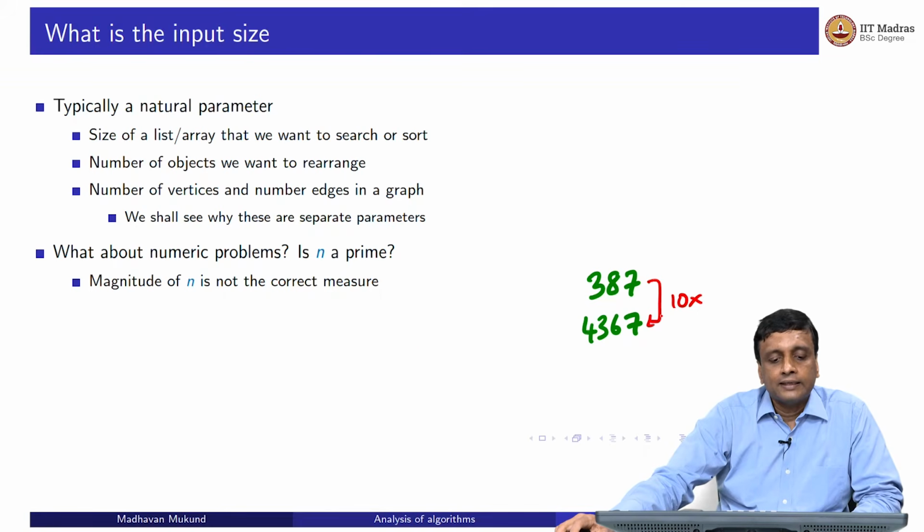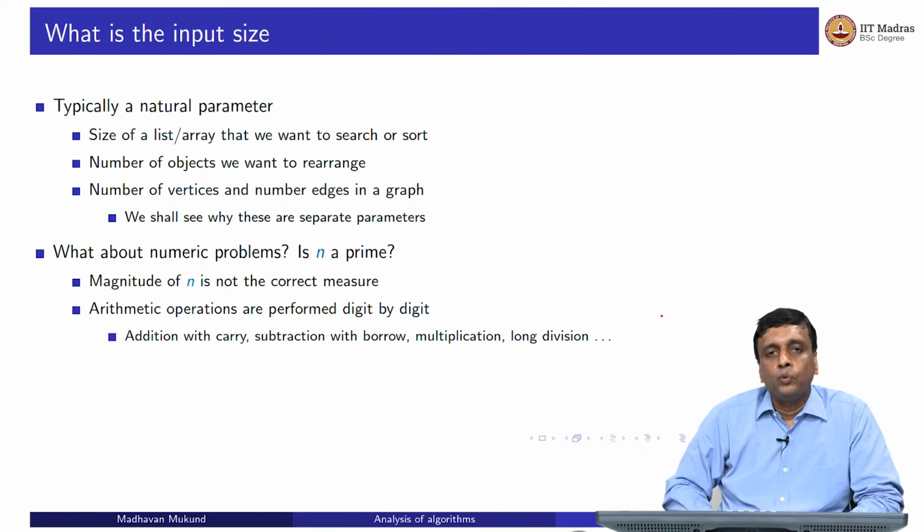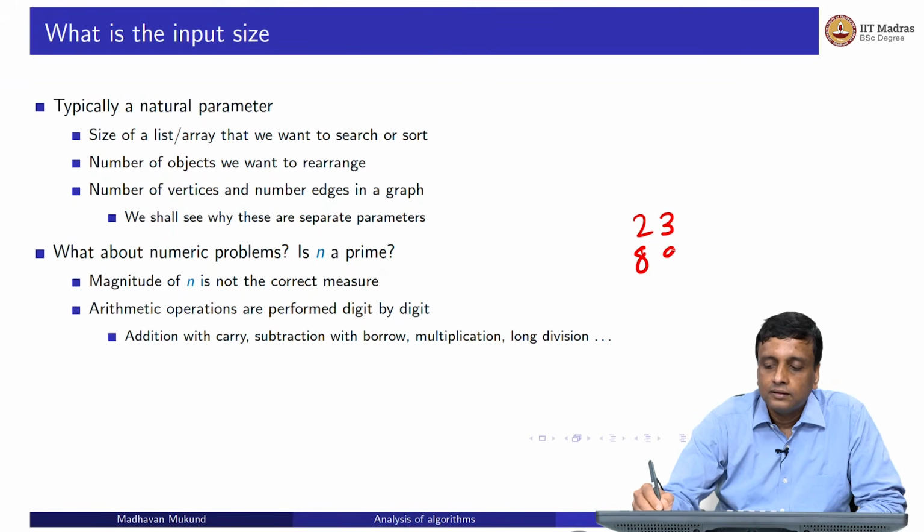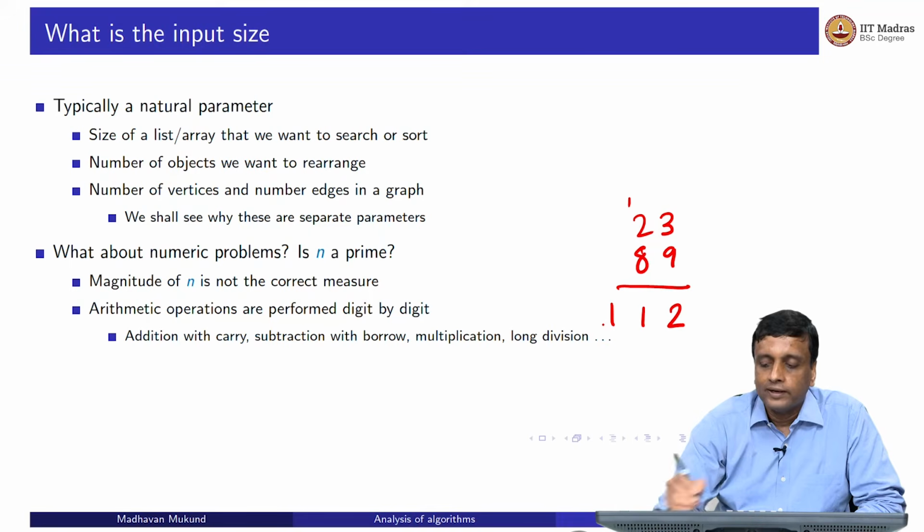So this is not typically the case, and we know this because when we do arithmetic, we work on numbers, we know that we don't do this according to the magnitude, but according to the number of digits. So if I add two numbers like this, then I will work from right to left, and I will do work proportional to the number of digits. So I will say 9 plus 3 is 12, carry the 1. Then I will say this is 11, carry the 1, and I will get 112.